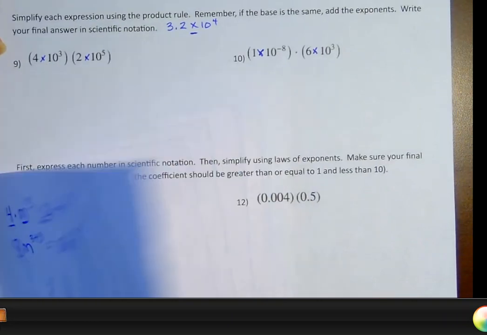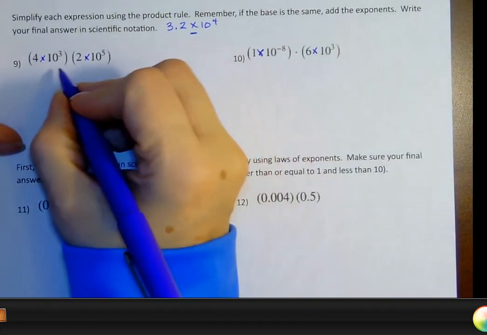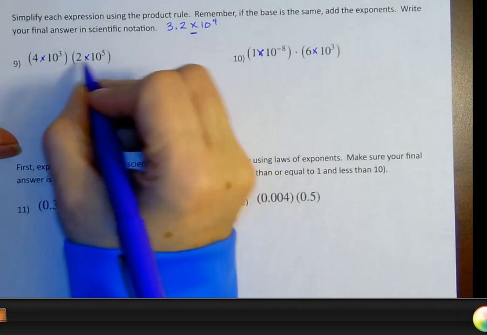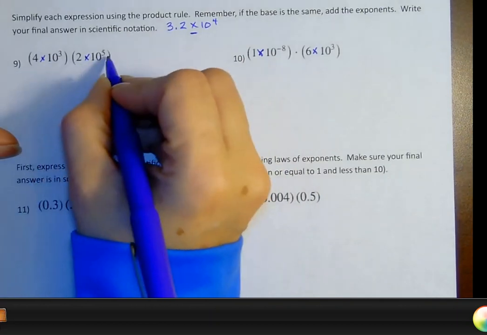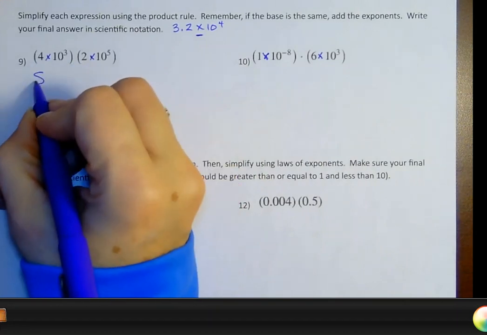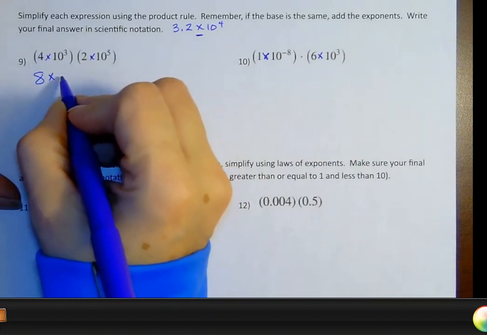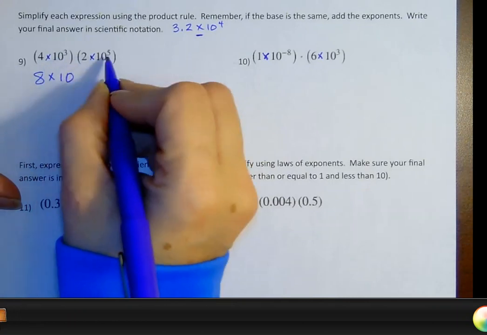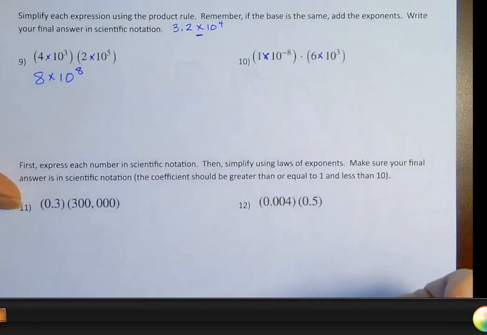So this is what we're doing. 10 is my base, that's the same. So I'm going to use the base 10, and I get to add those exponents. Okay, I can multiply 4 times 2, and I get 8, times 10 to the 3 plus 5, 10 to the 8.